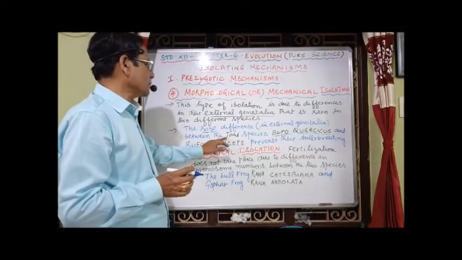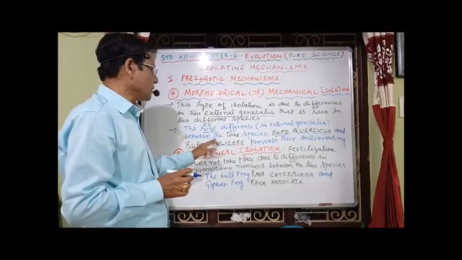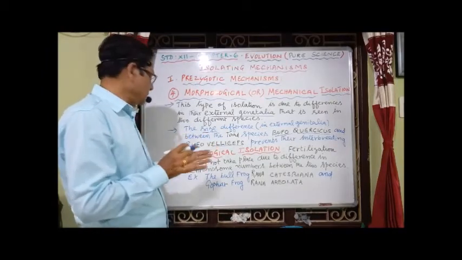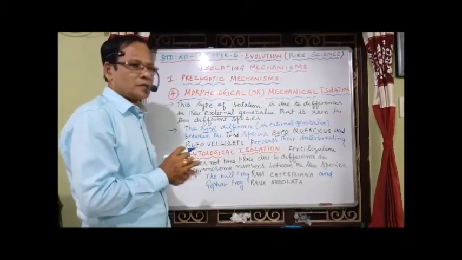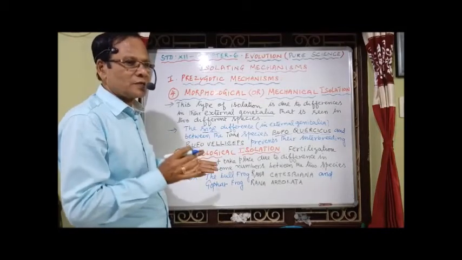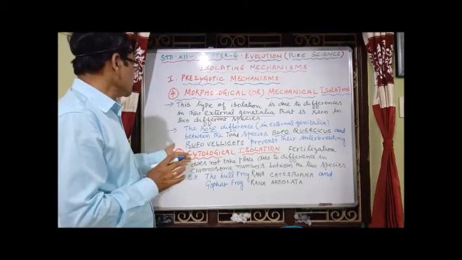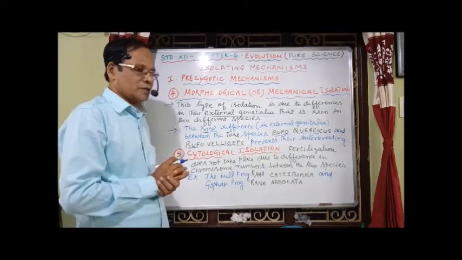The best example, we have toad species Bufo corsicus, another one Bufo veliceps. Both belong to the same genus but different species, and the external genital organ is different, not matchable. That prevents interbreeding. Now the next one, the fifth one, cytological isolation.